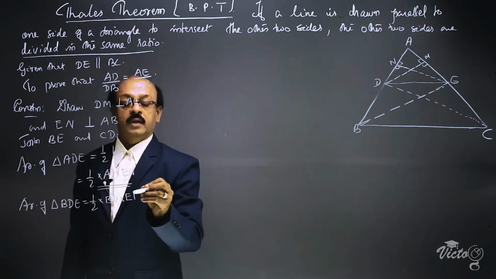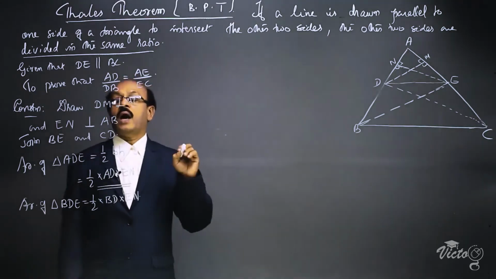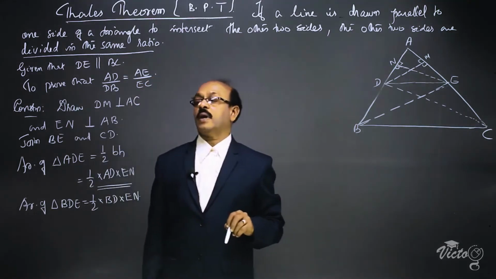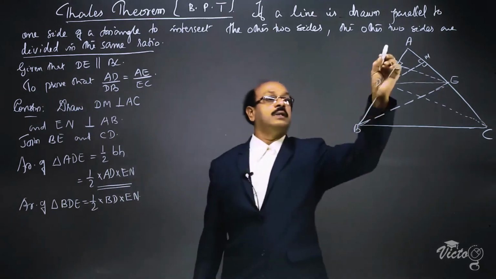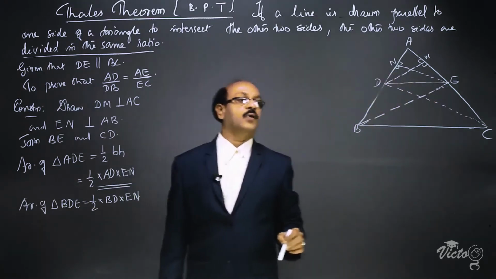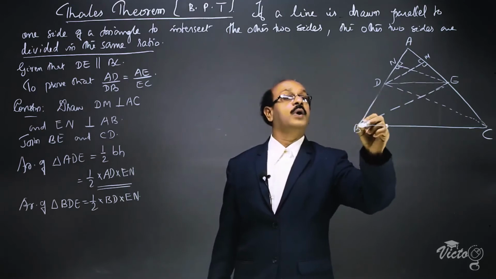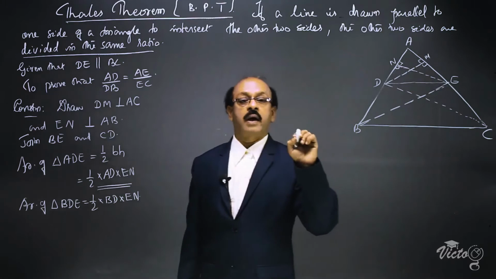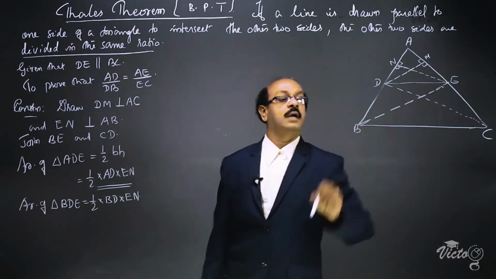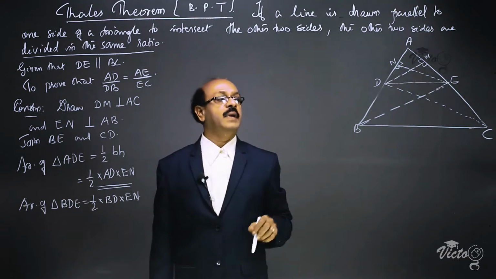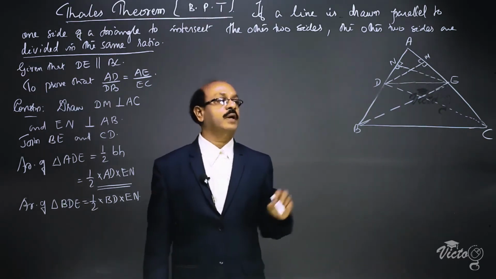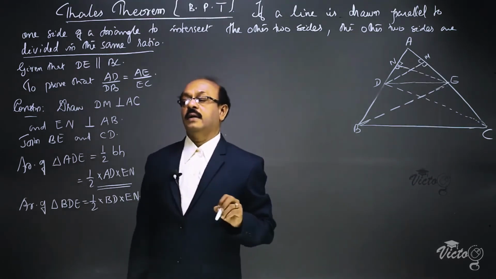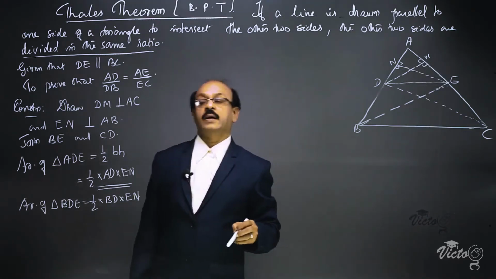So we had to find the values of the area of triangle ADE and the area of triangle BDE. Area of triangle ADE is equal to half into AD into EN. And the area of triangle BDE is equal to half into BD into EN, because we cannot draw an altitude from the vertex E to the side BD, as triangle BDE is an obtuse angled triangle. So we are taking EN as the altitude. Now find the value of area of triangle ADE divided by area of triangle BDE.